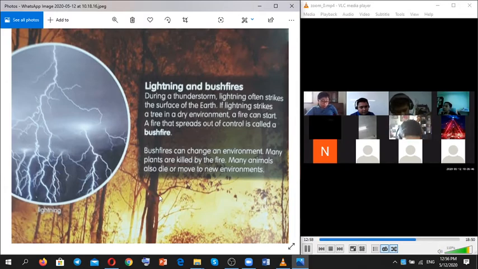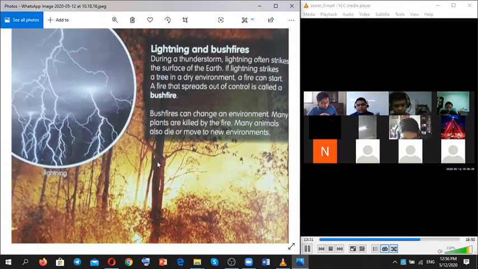Lightning and bushfires. During a thunderstorm, lightning often strikes the surface of the earth. If lightning strikes a tree in a dry environment, a fire can start. A fire that spreads out of control is called a bushfire. Bushfires can change an environment. Many plants are killed by the fire. Many animals also die or move to new environments.